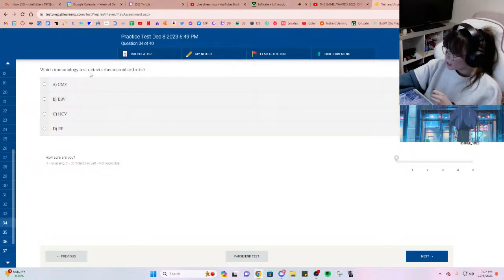Which immunology test detects rheumatoid arthritis?